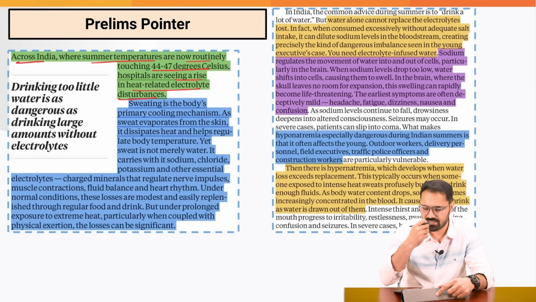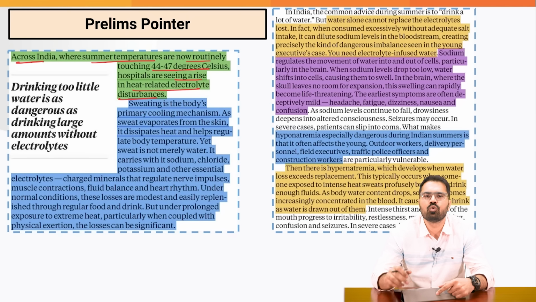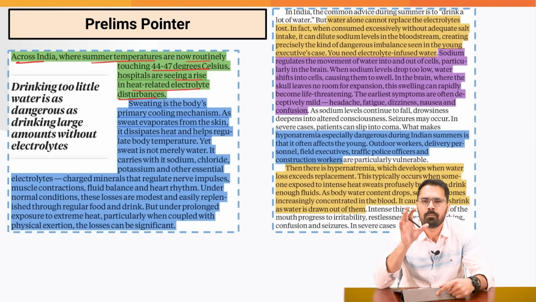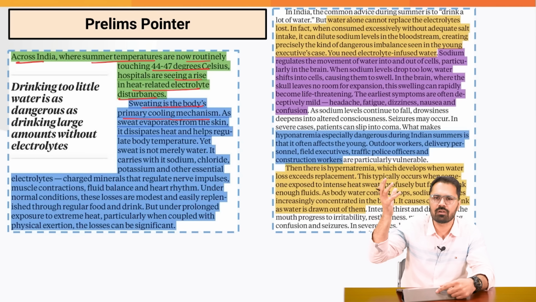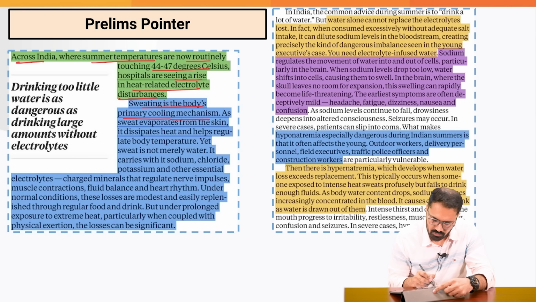That means when you lose electrolytes from your body, merely drinking water is not enough for the body. We'll see this here. Now, sweating is the body's primary cooling mechanism. When the sweat gets evaporated from the body, it takes away heat from the body. So, when sweat evaporates, it cools down our body. As sweat evaporates from the skin, it dissipates heat and helps regulate body temperature.